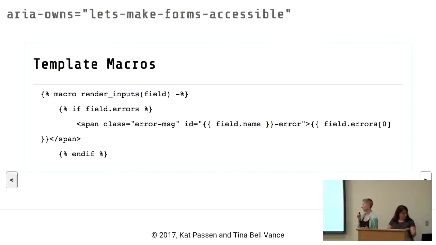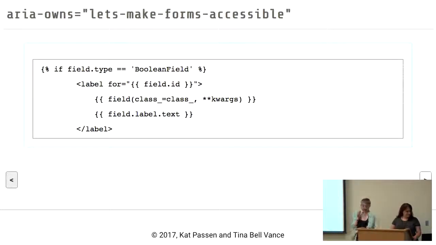So we're going to use something called template macros. And this kind of works like declaring a Python function in your template. So this macro declaration, render inputs, is our function, and we're passing in a form field. So if the field that we get has errors, we're going to do that same thing that we did before. We're going to create a span for it and give it the error message. And if we don't have errors, then we are going to build a couple different kinds of fields. So the Boolean field is a checkbox. So we're going to wrap the field itself in its label, so we have a label for the field ID, then we create the actual field, and then field.label.text is how we use the text of the label that we gave it earlier without it building the label tag for us.